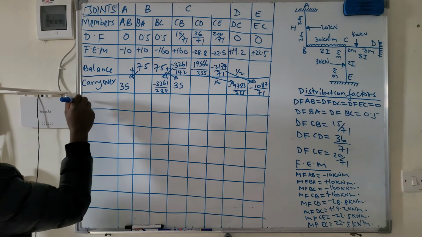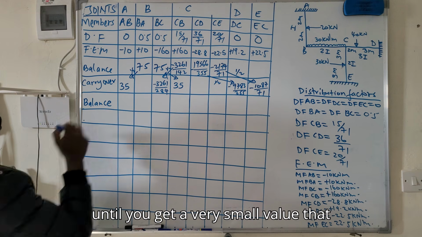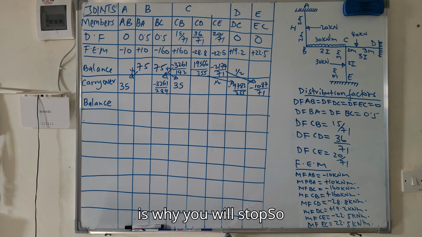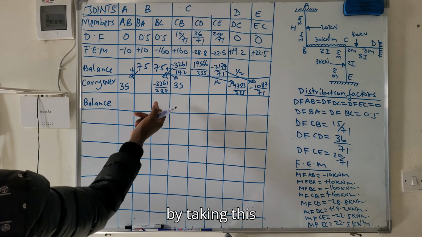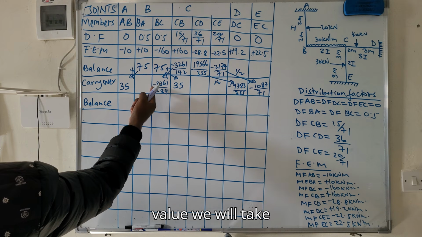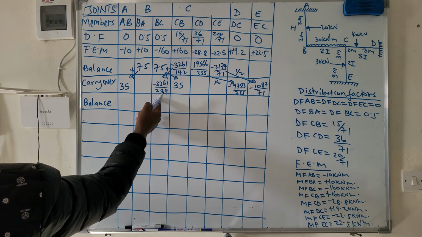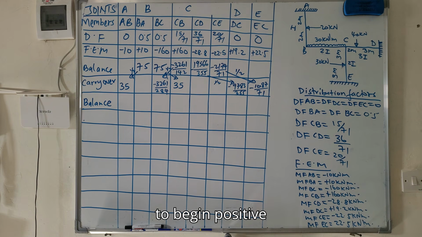After that, we balance again. Balance until you get a very small value. That is why you will stop. So we balance this one, B, by taking this value. We will take positive 3261 over 284 and distribute equally to each of these. So we begin positive 3261 over 284 times 0.5.